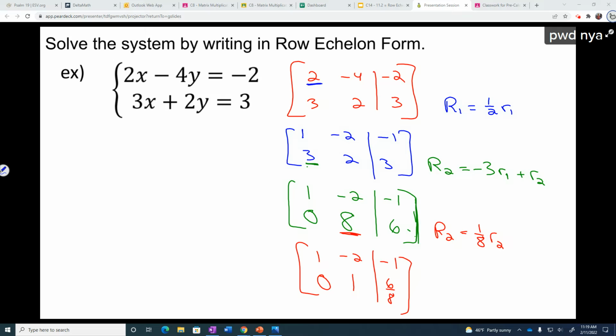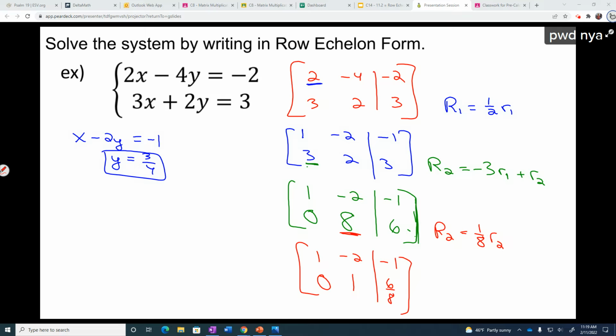And now write it as an equation. Row 1 becomes 1x, just x, minus 2y equals negative 1. Row 2 has 0 x's, so just 1y equals 6/8, which is 3/4. All right, so we got y.